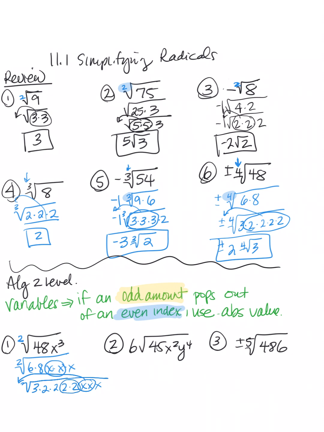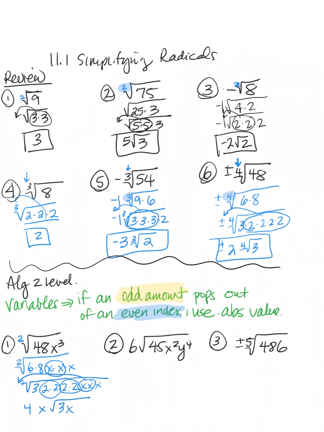We have a pair of 2's and we have another pair of 2's, right? So those pairs of 2's are going to come out as multiplied. So that 2 times 2 gives me 4. And I am taking one x out, and I'm going to leave under the radical the 3 and the x.